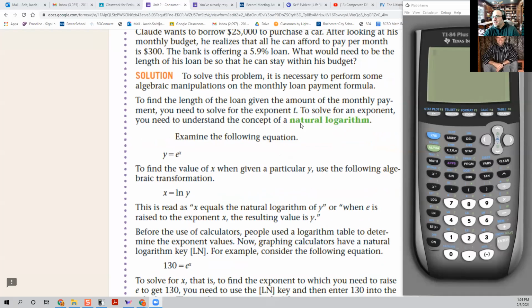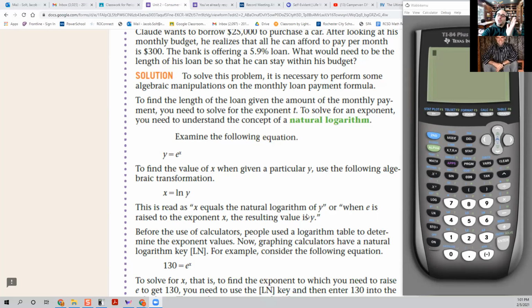All right, so examine the following equation. This is meaningless to you, right? y equals e to the x power. e is Euler's number. That's the magic of the natural logarithm. To find the value of x given a particular y, use the following algebraic transformation: x equals the natural log of y. This is read as x equals the natural logarithm of y, or when e is raised to the exponent of x, the resulting value is y.